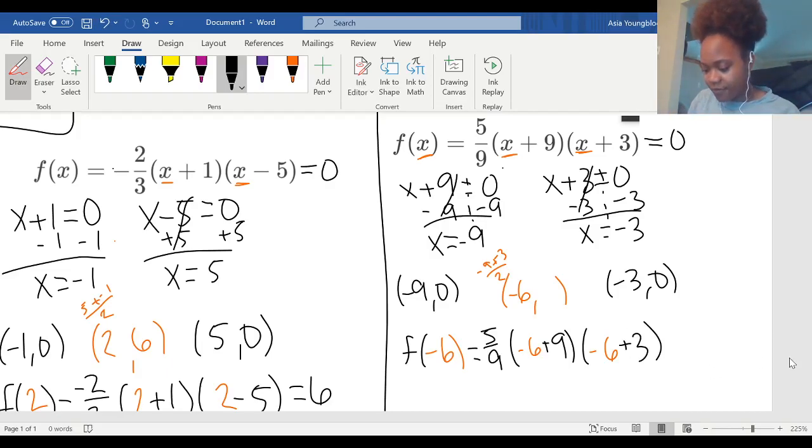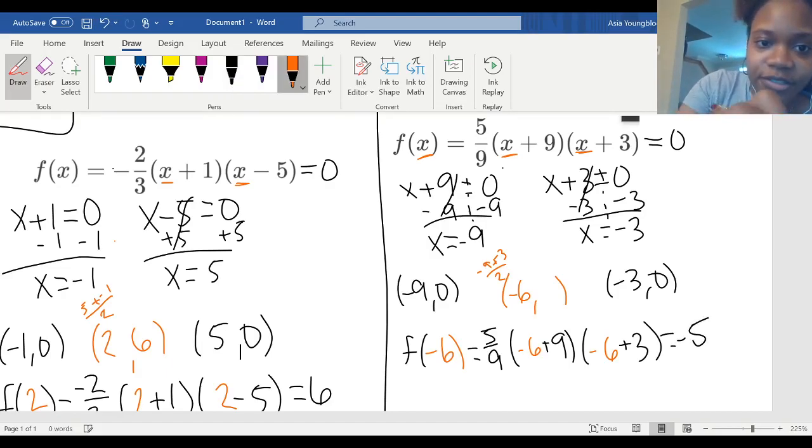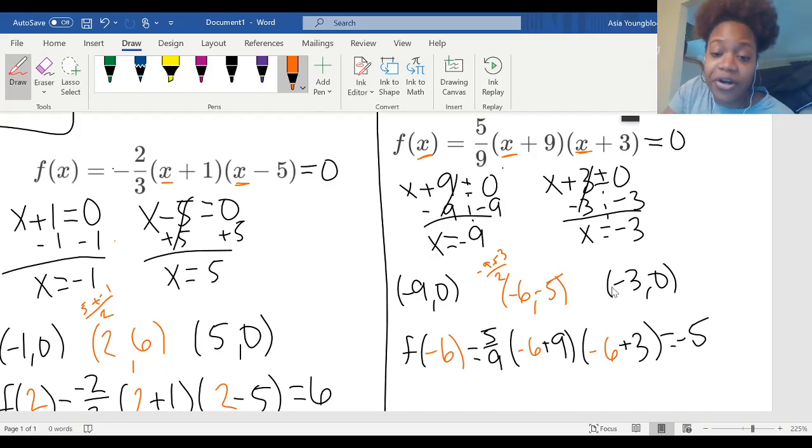So we have 5 divided by 9 times (negative 6 plus 9) times (negative 6 plus 3). So that gets us a y value of negative 5. So our y value for our vertex is negative 5. So these are the 3 points we need for our quadratic equation. Negative 9, 0, negative 6, negative 5, and negative 3, 0.